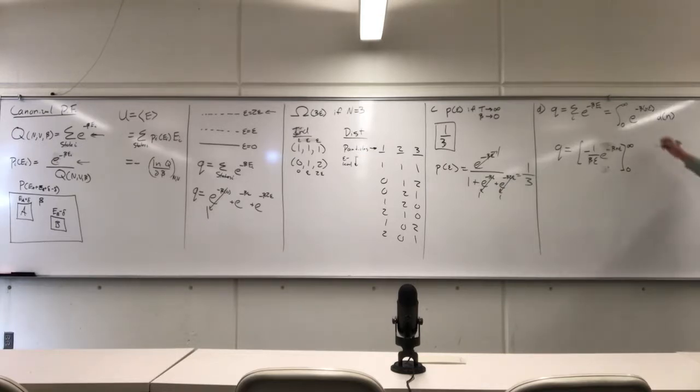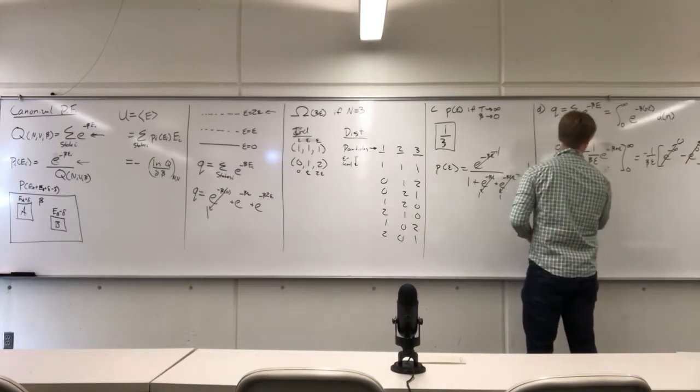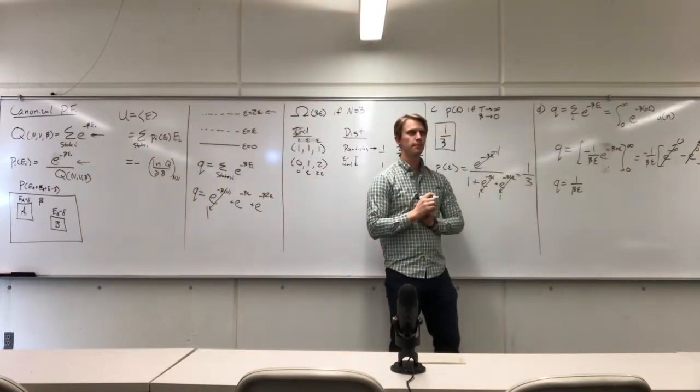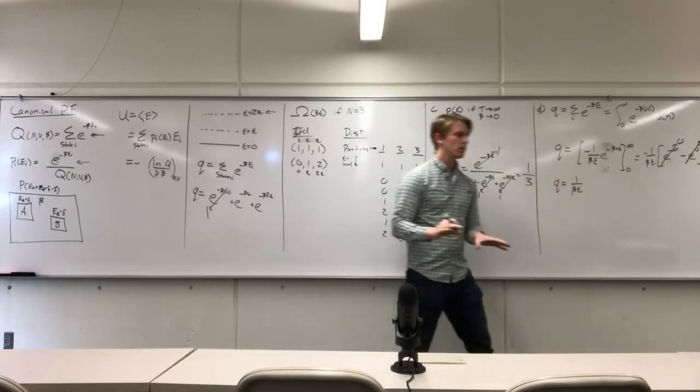Then I plug in infinity, so this is equal to minus 1 over beta epsilon multiplied by e to the minus infinity minus e to the 0. This goes to 0, this goes to 1, so the negative times the negative gives me that the partition function is equal to 1 over beta epsilon. This is the exact same procedure we used for particle in a box.